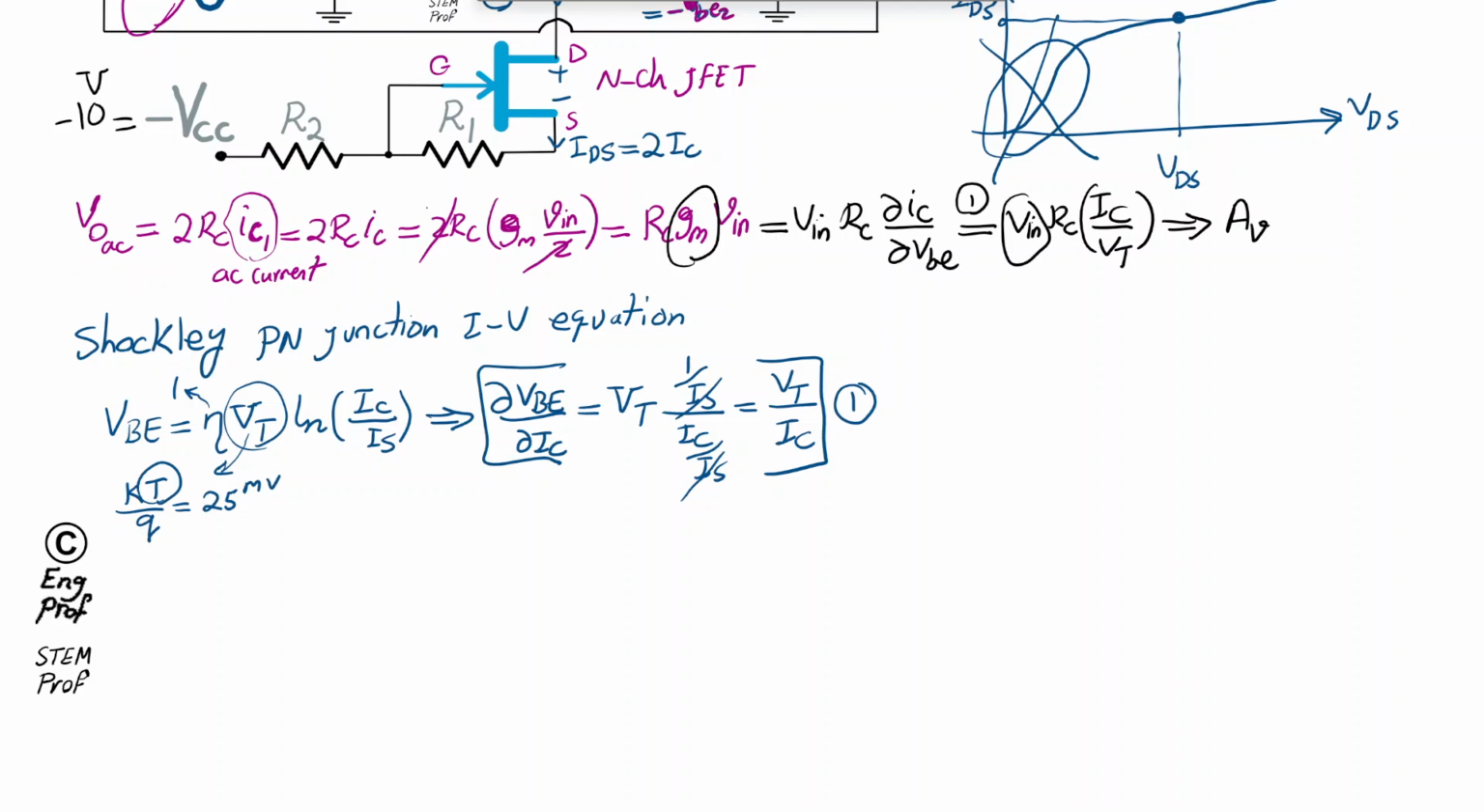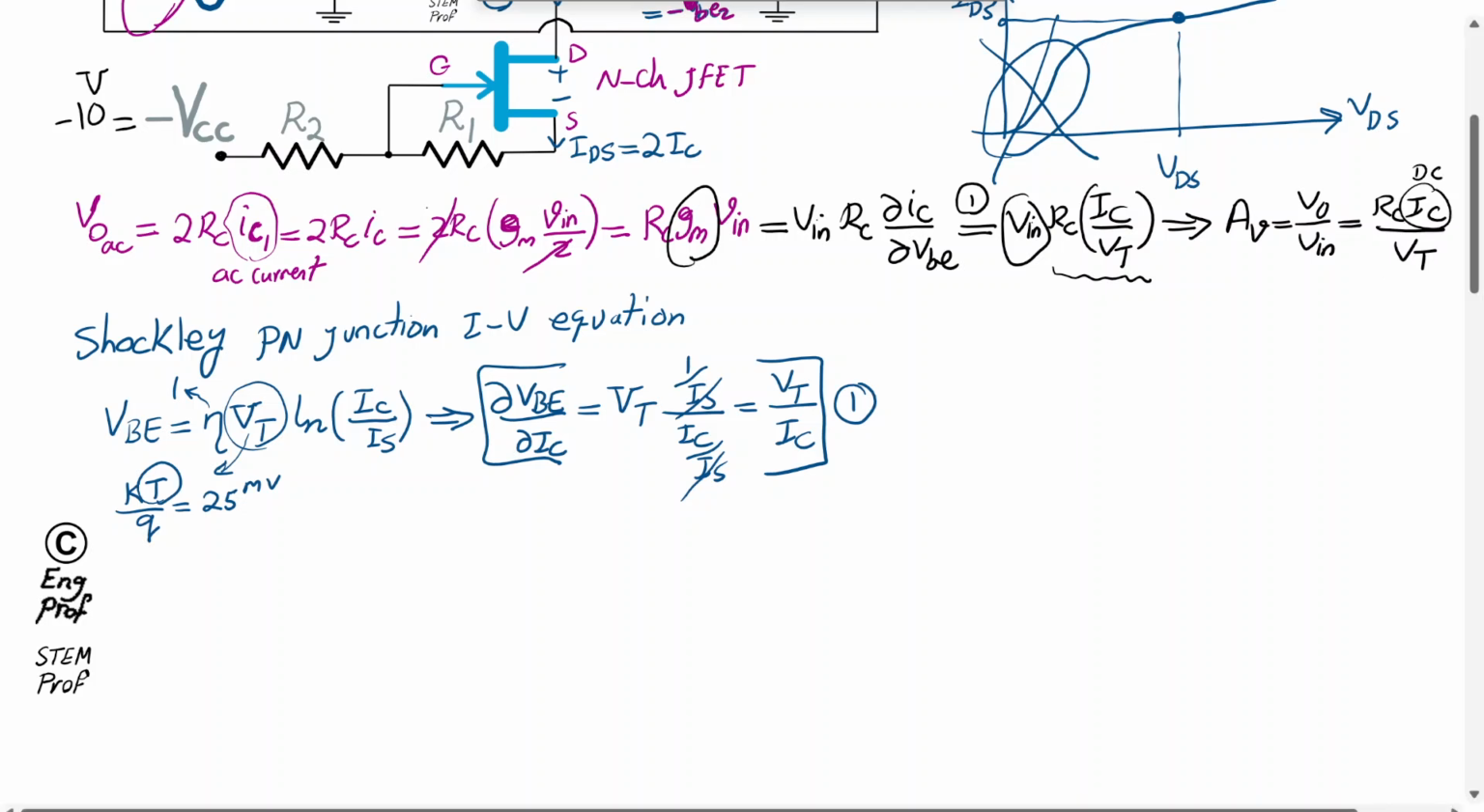So the voltage gain is V out over Vn, therefore simply Rc Ic divided by V thermal. So the thermal voltage is in the denominator, and then the DC current Ic times Rc. Okay, so I'm going to highlight this as equation 2.